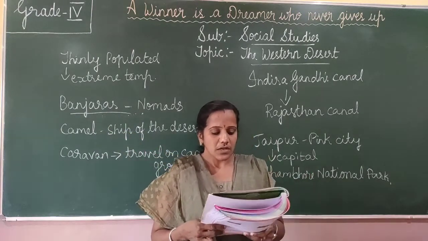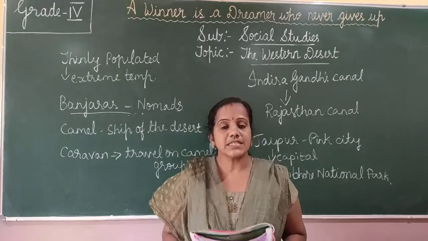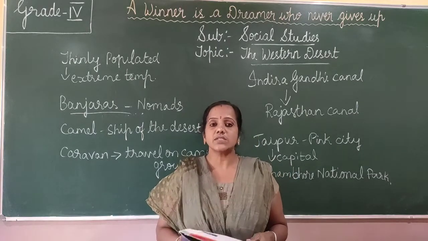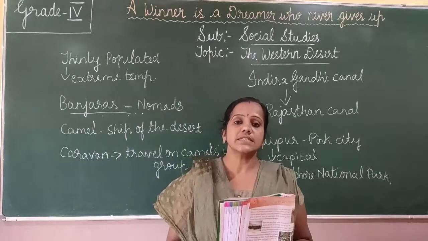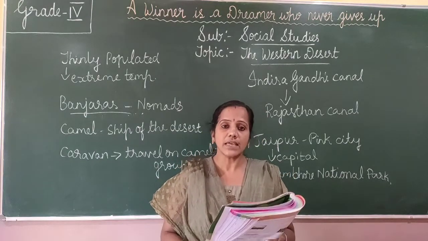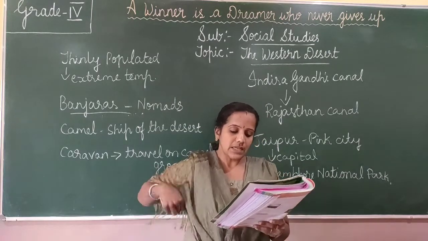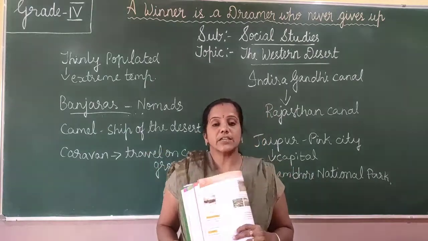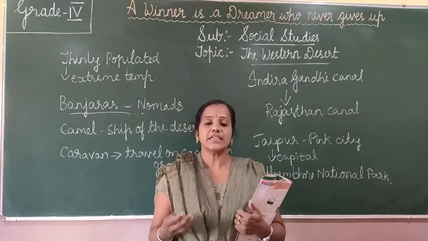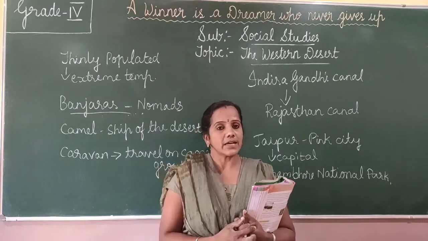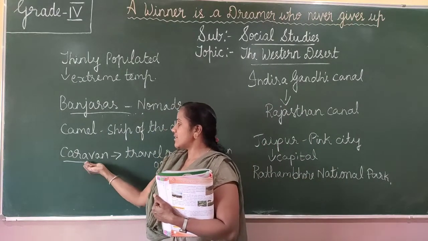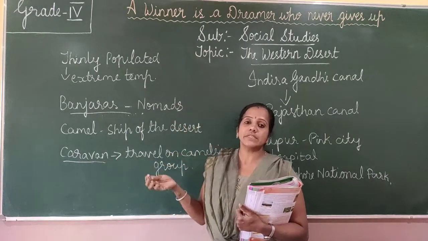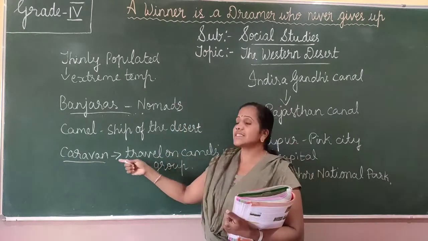And also they travel on camels across the desert. The main transport of this desert region is the camel. So they travel in groups on camels across the desert, and it is called a caravan. People traveling on camels in a group is called a caravan.